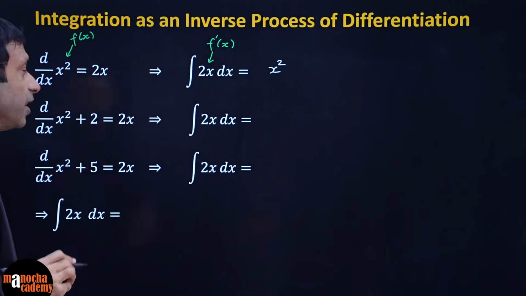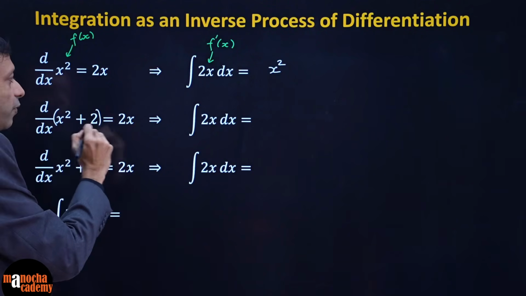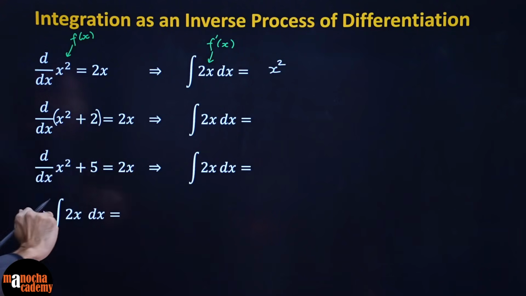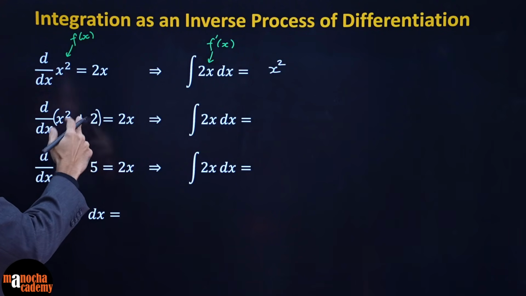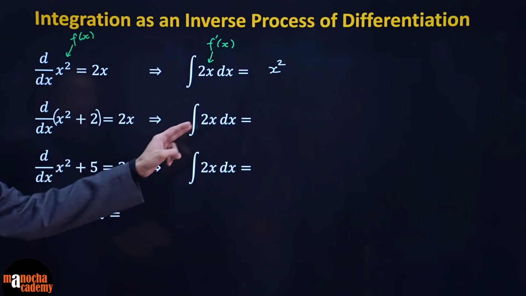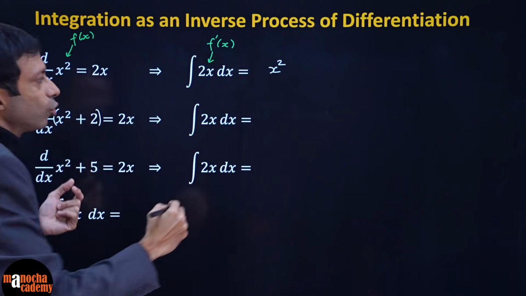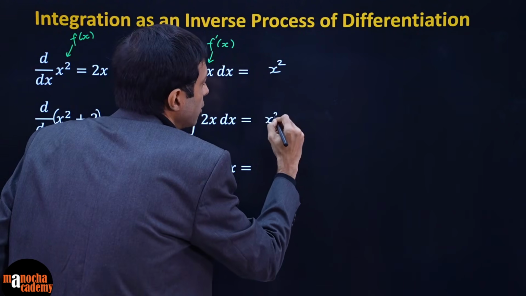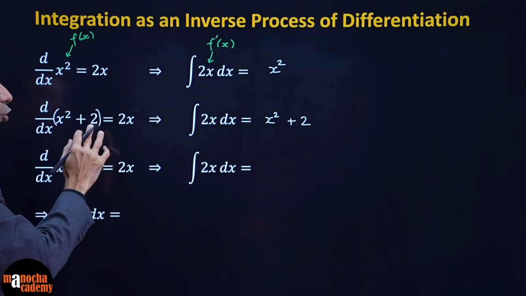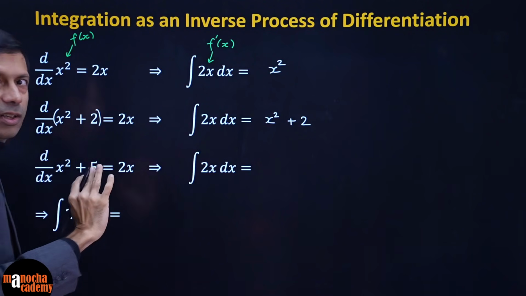X square. Similarly, if you do d/dx of x square plus 2, I'm going to get 2x. Why? What about 2? Because 2 is a constant, so differentiation of 2 is 0. So integration of 2x can be what? You pick up the function again, the reverse. So can I write over here x square plus 2? d/dx of x square plus 2 is 2x. So for integration of 2x, I just copy pasted the function there.